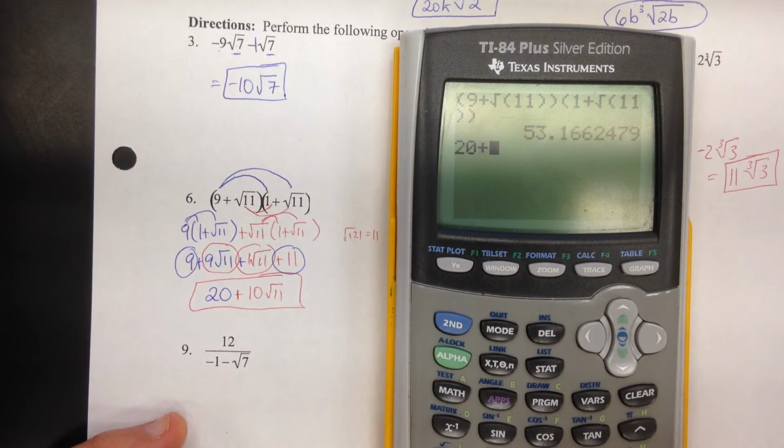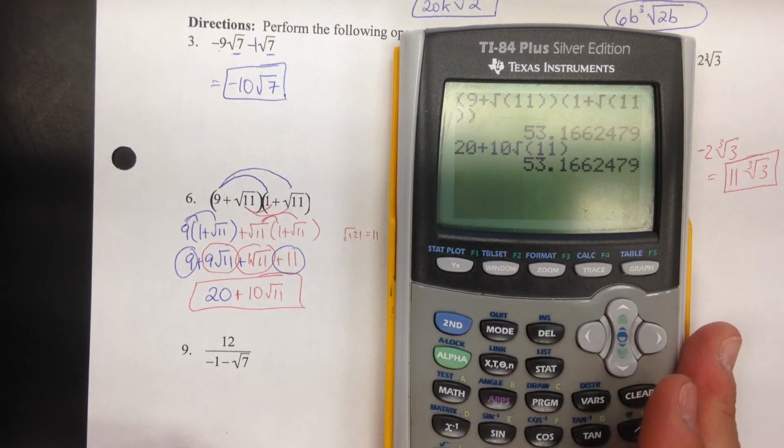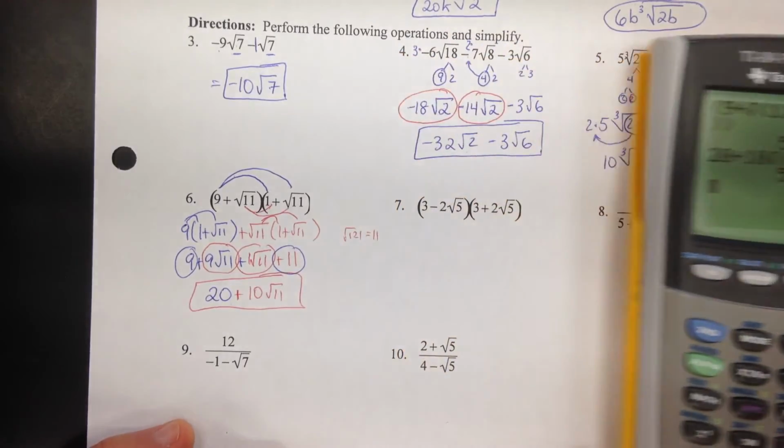My answer is 20 plus 10 square root 11. Is it the same? Bam. Look at that right there. Beautiful. Same thing. Okay, so there's number 6.